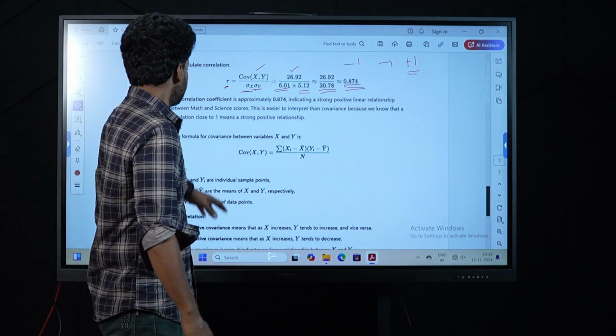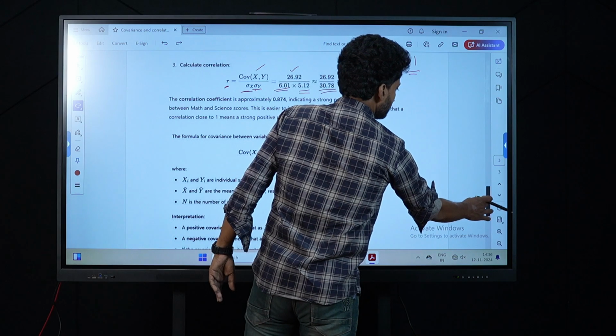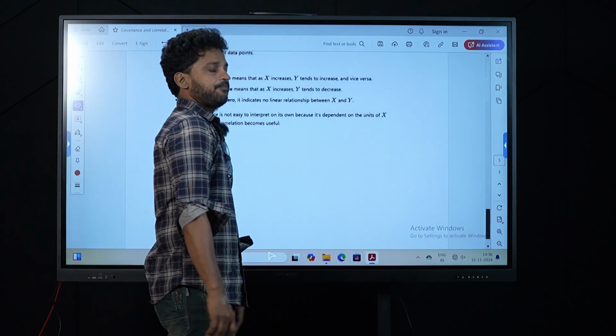Yeah, these are the formulas of covariance and correlation in a nutshell. Yeah, that's it from the session.